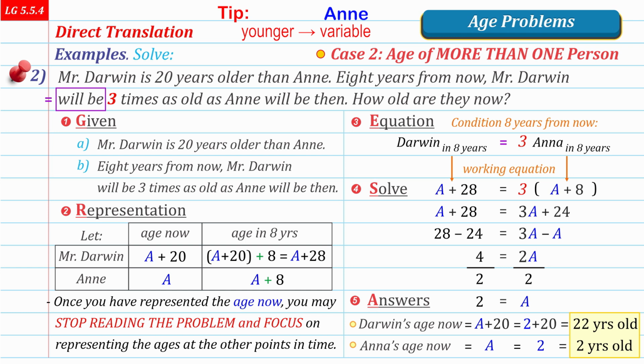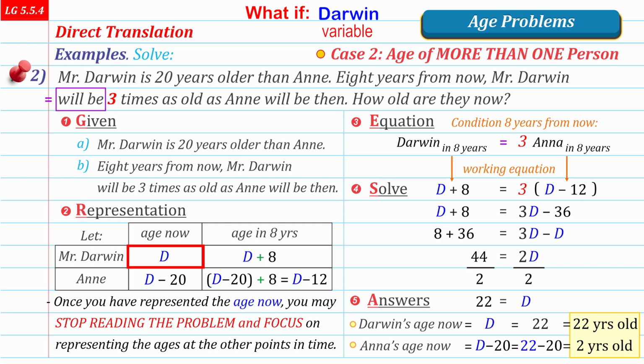So far, this problem was solved using A as the present age of Anne. But we have presented earlier that we may also solve the same problem using the age of Darwin, the present age, as the variable that we are trying to get. For example, what if we set the present age of Darwin as D? Notice that we get the same answer whether we set A as our variable for the present age of Anne or D as the variable for the present age of Darwin. So it doesn't matter, as long as you represent the values correctly, you should arrive at the same answer.